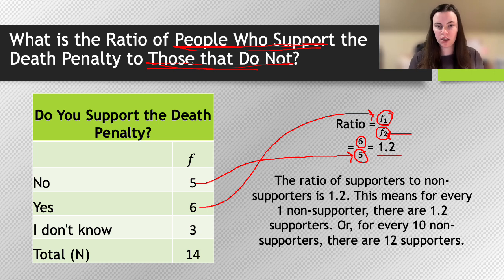So let's interpret this within the context of the problem. The ratio of supporters of the death penalty to non-supporters of the death penalty is 1.2. This means that for every one non-supporter, there are 1.2 supporters. We can also extrapolate this up by simply multiplying these values to figures that make a little bit more sense to us. It doesn't necessarily make sense to have 1.2 persons, right? So another way that we could interpret this is for every 10 non-supporters of the death penalty, there are 12 supporters or 12 people that are in favor of its use.